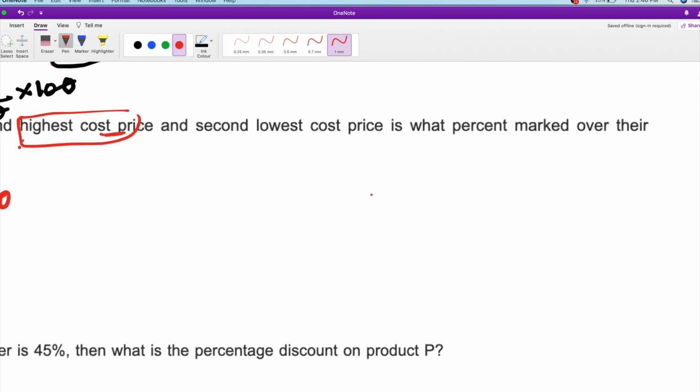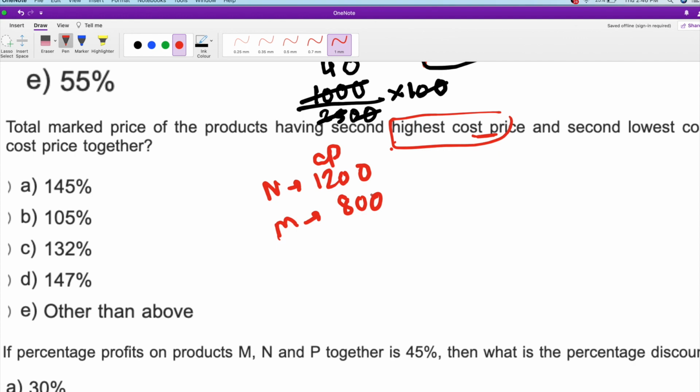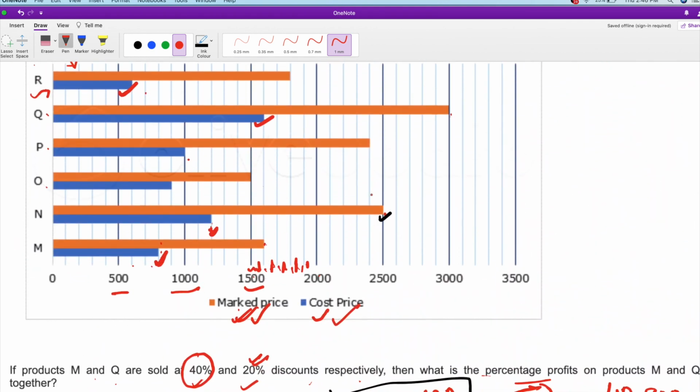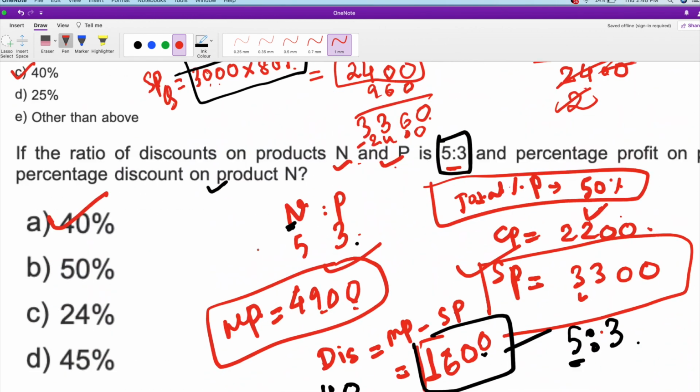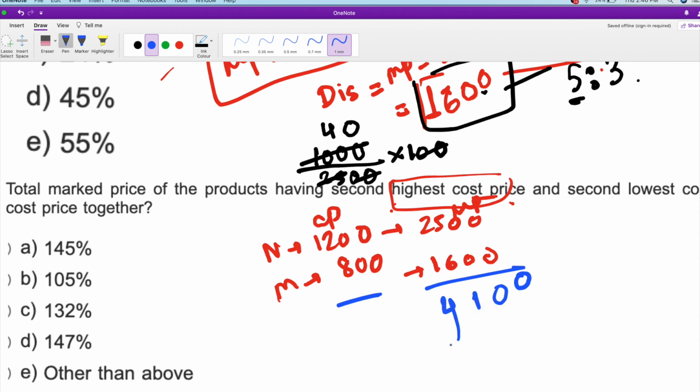After that, is what percent marked over their cost price together. So marked price. Now we have to find out the marked price of N and M. Marked price of N is 2500 and marked price of M is 1600. So the question wants to know that marked price is what percentage more than the cost price. So 4100 is the marked price and 2000 is the cost price.